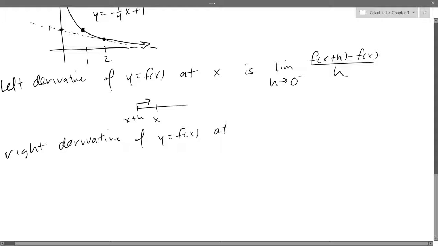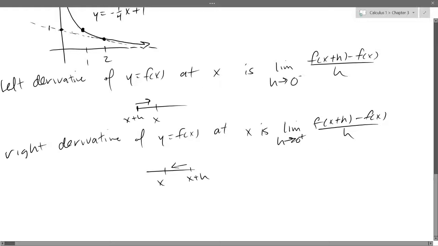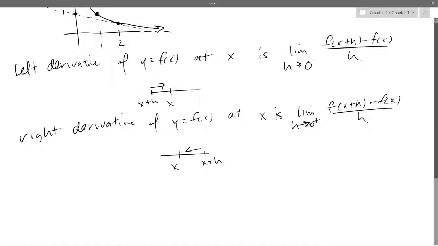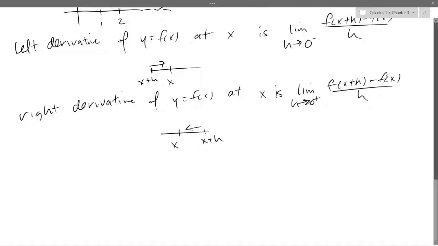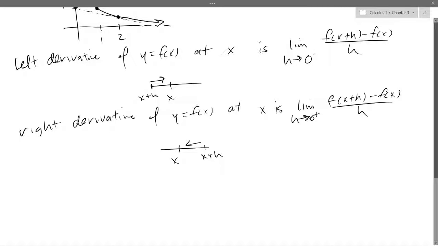So if left and right derivatives exist at x and are equal, meaning they agree, then the derivative exists, of course, at x. Just like your left-right limits are equal and they agree, that means your actual limit is that value. Same thing works with derivatives. If left and right derivative exist and are equal, then your derivative exists.